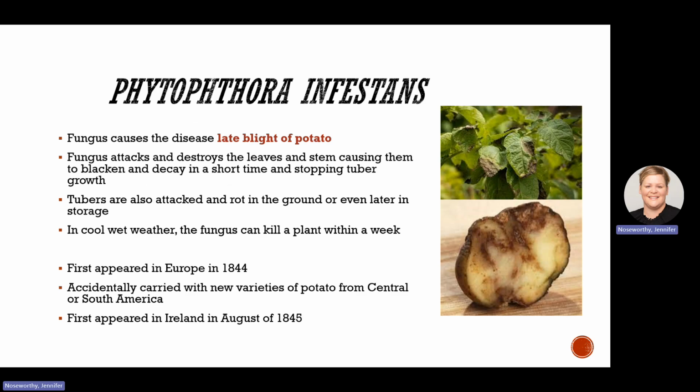That is until Phytophthora infestans, otherwise known as late blight of potato, came in. This fungus attacks the leaves and the stems and really retards the growth of the tuber, and it's hard to know it's there until it's already done its damage. It really likes cool and wet weather, and it's easily transmitted during propagation. Remember, we said we cut up those potatoes into lots of little pieces, and then we have more Phytophthora. It made its way into Europe in the 1840s and was found in Ireland in 1845.